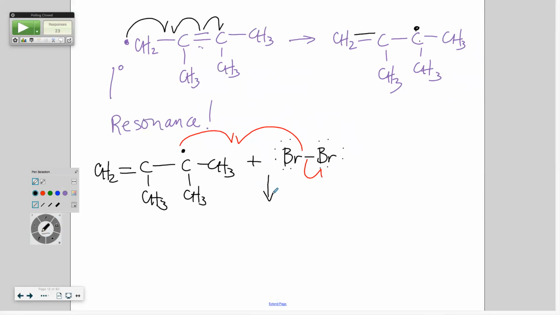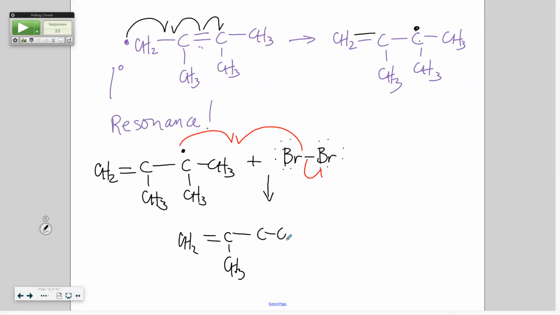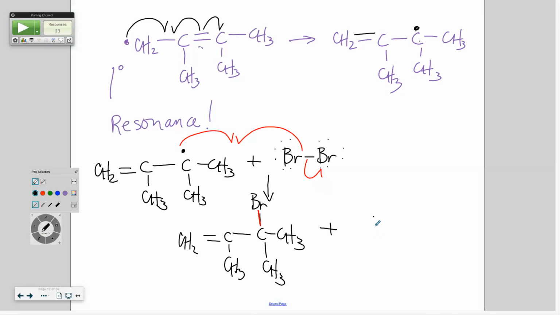All right, so what are we going to get? We're going to get that, right? Yep. That's our new bond. And then we also got a bromine free radical, which can go abstract another hydrogen and do it again. So that's the part of propagation. This is how you get the two different products.